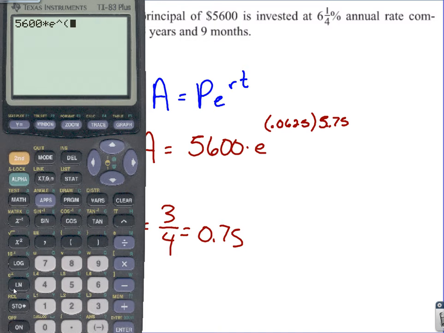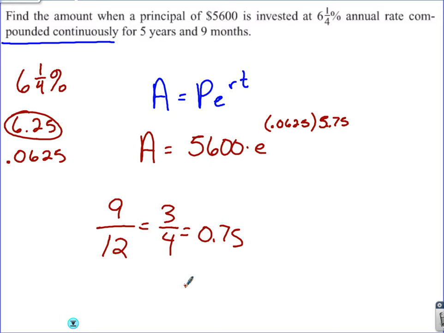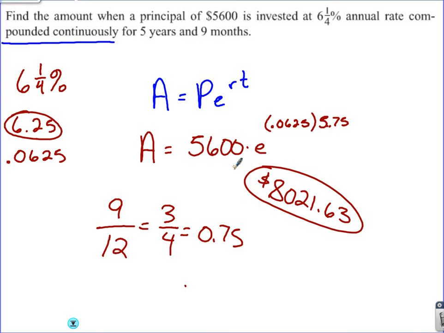So e raised to the 0.0625 times 5.75, enter. $8,021.63. And again, that's not the amount of interest. Make sure that you know A stands for the amount of money that you're going to have after that investment. Okay.